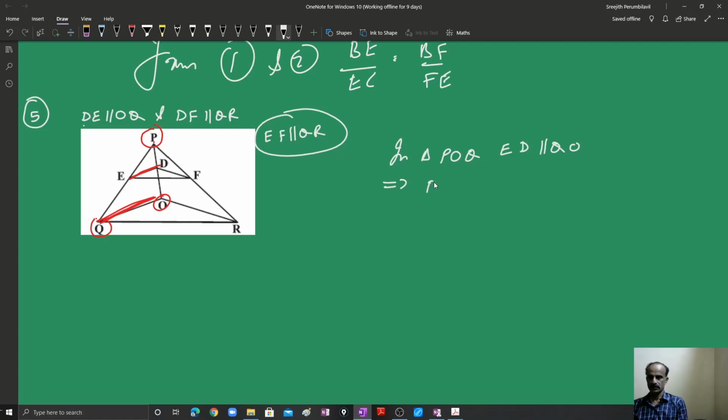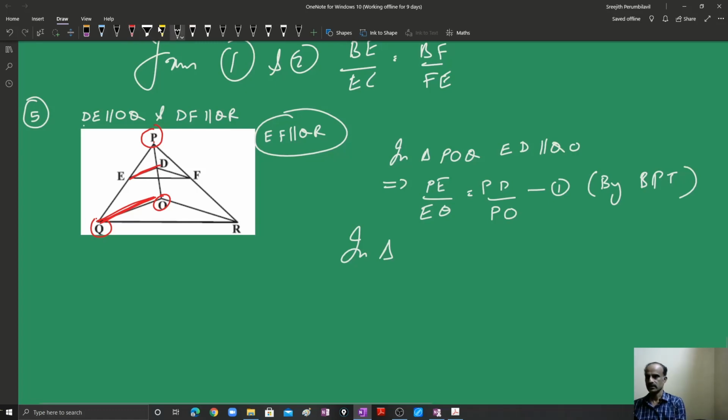This implies that PE by EQ is equal to PD by DO, in this triangle. This is relation number 1, by BPT. Now in the next triangle, it is given DF is parallel to OR. The triangle I am going to take is POR. In this triangle POR, DF is parallel to OR.